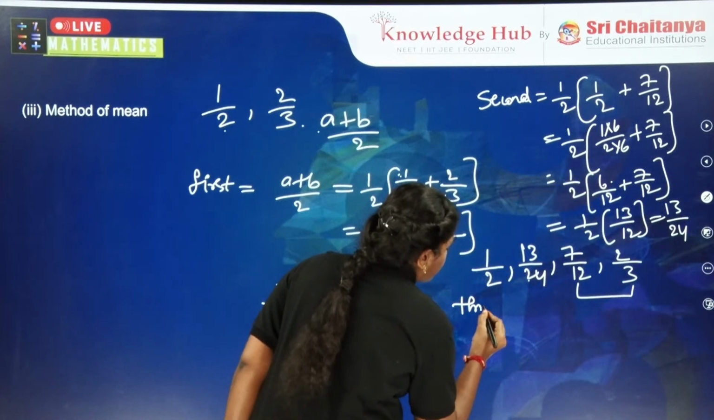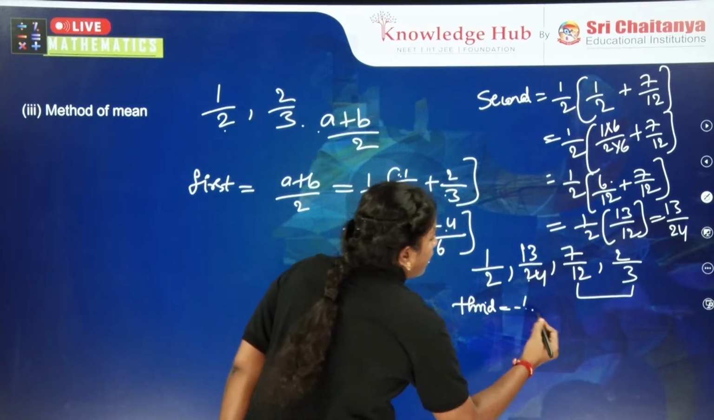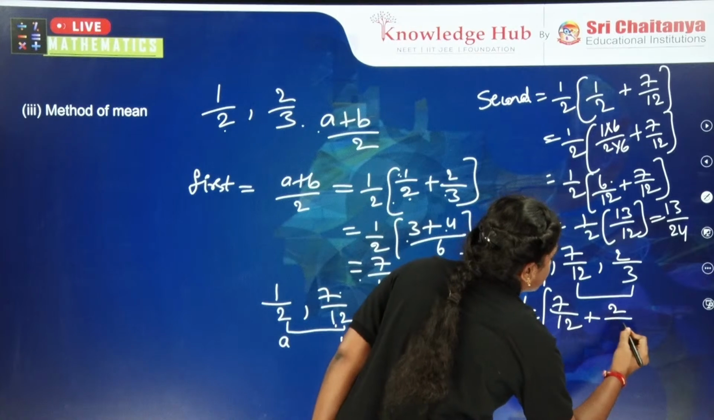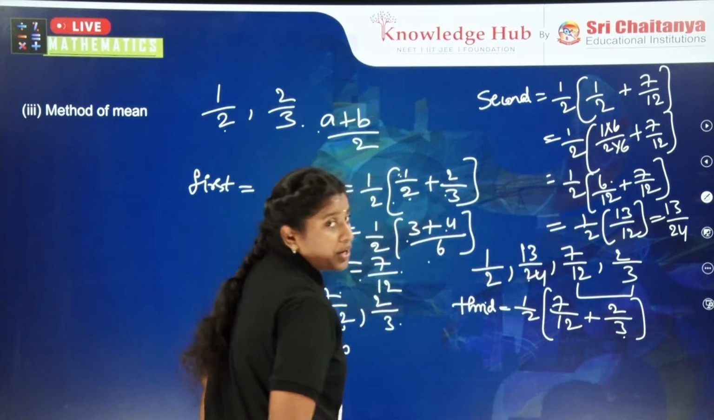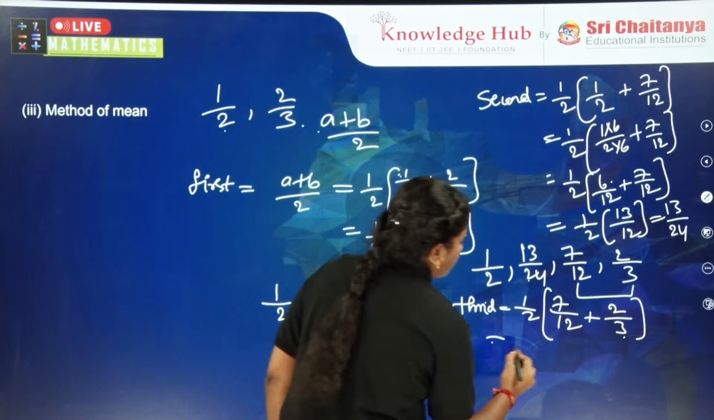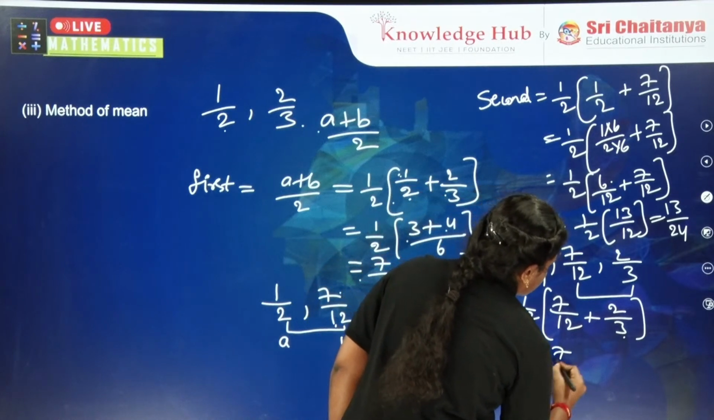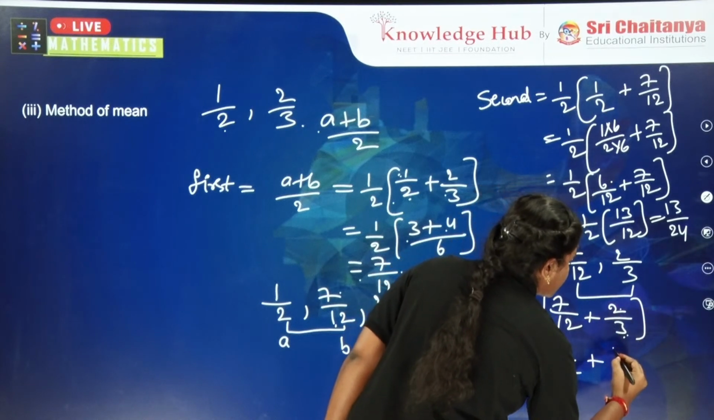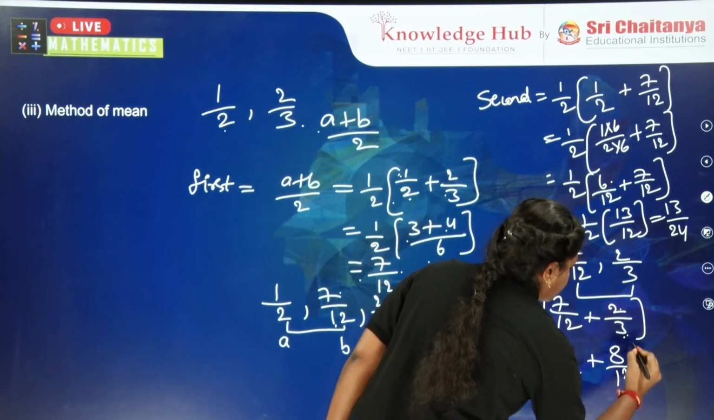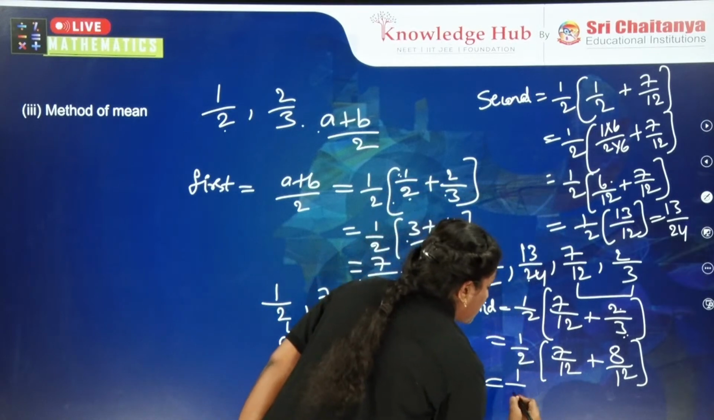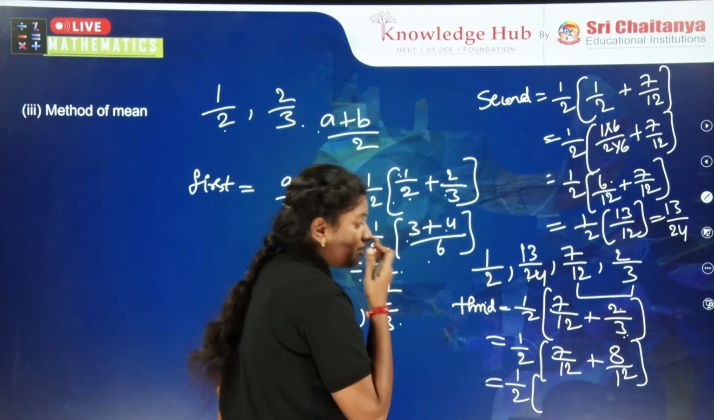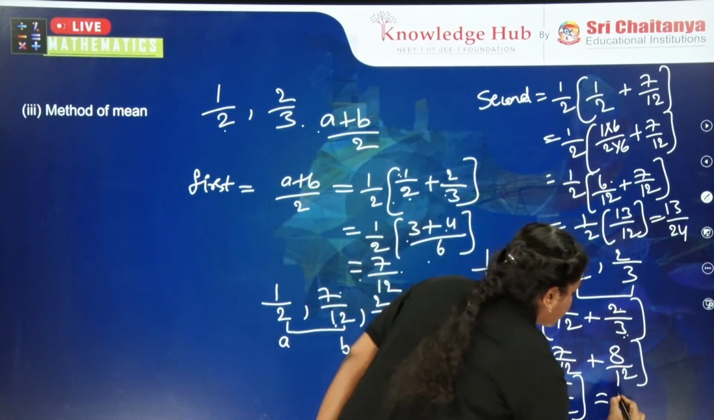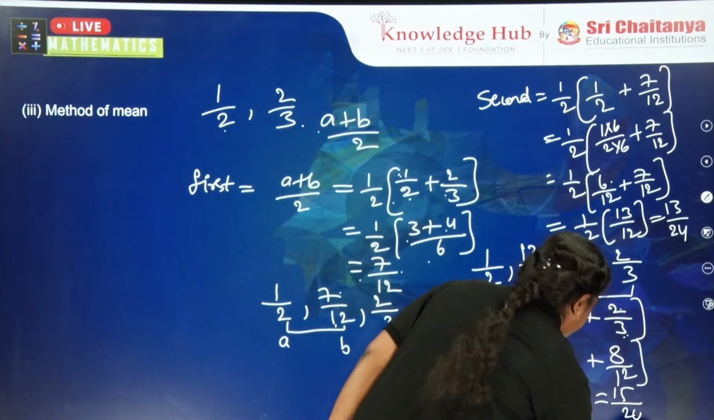So our third rational number will become half of 7 by 12 plus 2 by 3, where 3 can be converted into 12 by multiplying with 4. So now it will become half of 7 by 12 plus, 3 4s are 12, so 2 is multiplied with 4, 2 4s are 8, by 12. Okay. So now it will become half of 7 plus 8, which gives 15, so 15 by 12. On multiplication we will get 15 by 24.